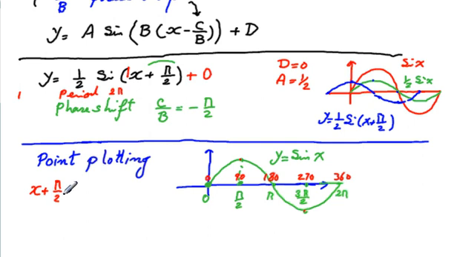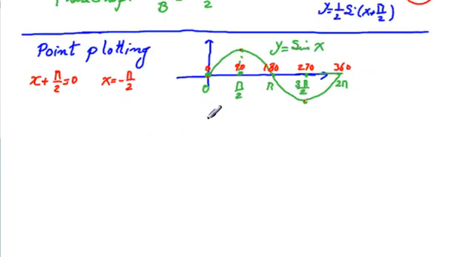x plus pi over 2 equal to 0. Well, when is that? For what value of x? I mean, what's the solution of that equation? x is equal to minus pi over 2. What does that tell me? It means this point went here.